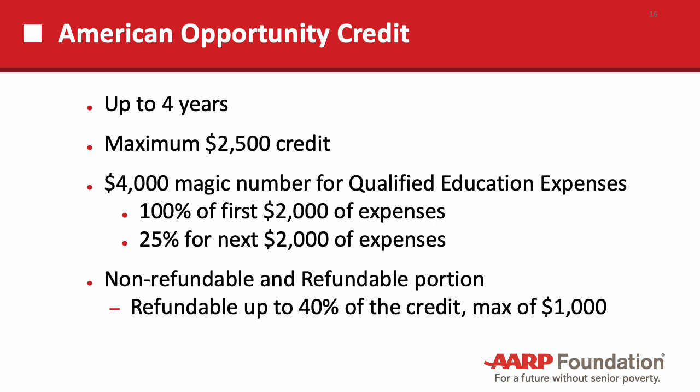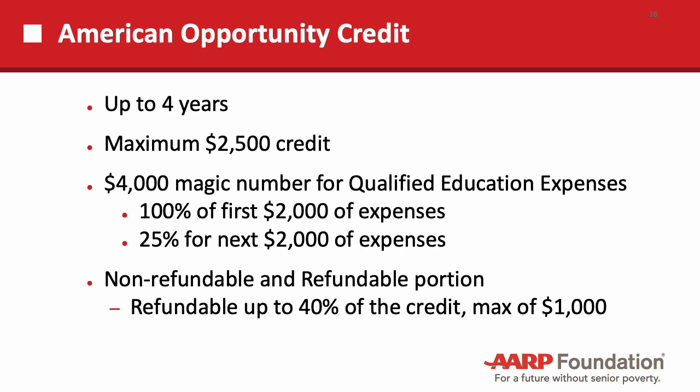Why? Well, once the student reaches $4,000 of qualified education expenses, they can receive the maximum credit of $2,500. The credit is 100% of the first $2,000 of expenses, and then 25% of the next $2,000 of expenses. Now, don't worry about the calculation. The software performs the calculation for you. Just know that you don't have to find more expenses after $4,000.